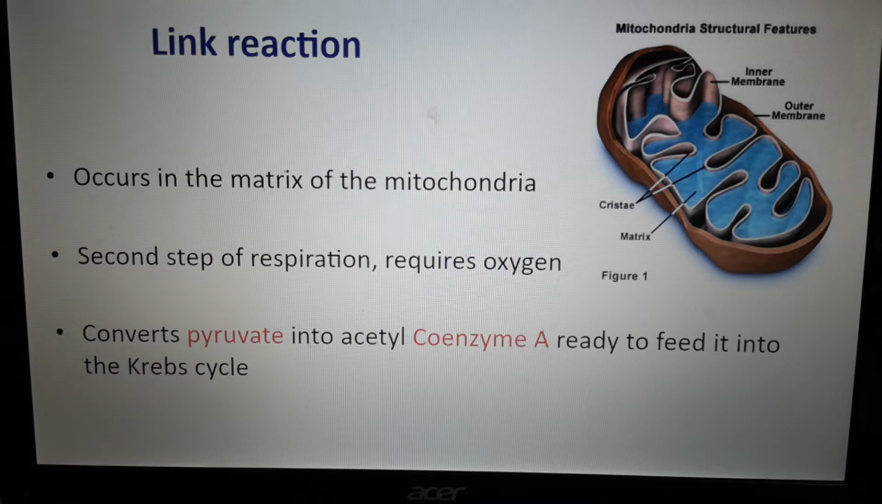So now we're in the matrix of the mitochondria, which is full, handily enough, of all the enzymes and coenzymes and other substances that are required for the link reaction and the Krebs cycle, which is the stage that follows it. So basically, the whole purpose of the link reaction is to convert pyruvate into acetyl coenzyme A, which is the molecule that feeds into the Krebs cycle.